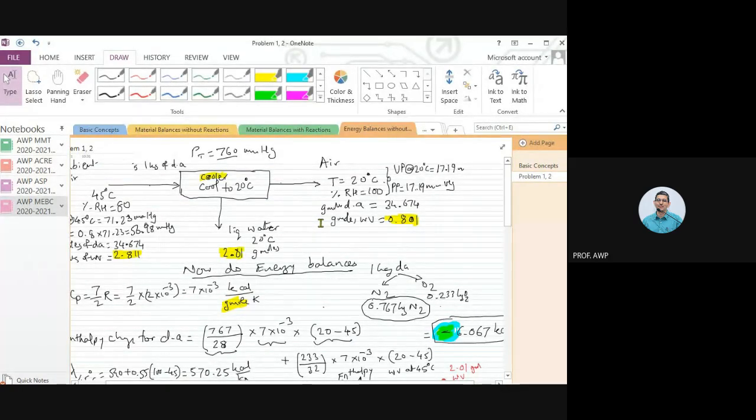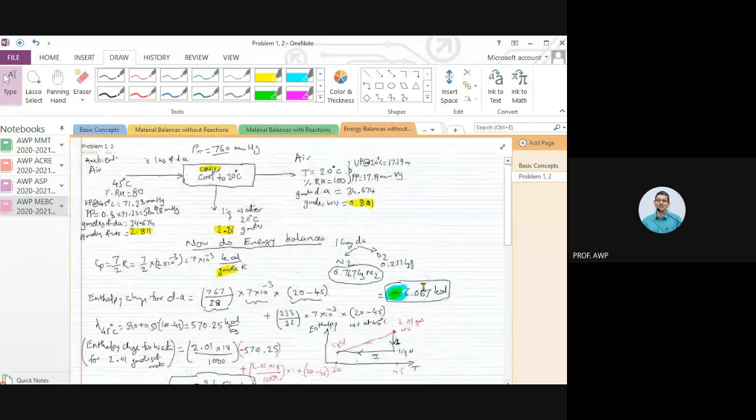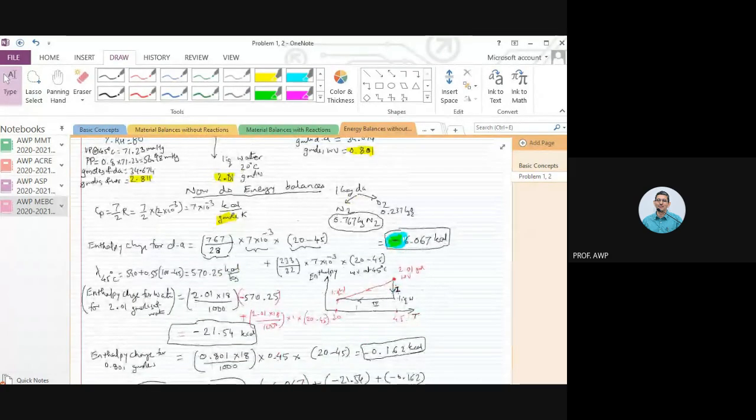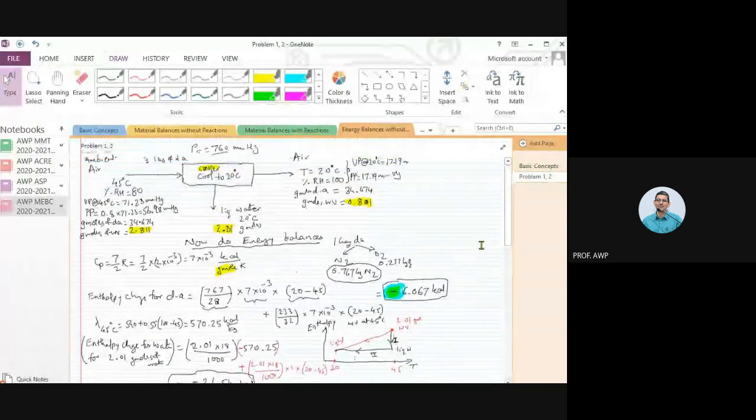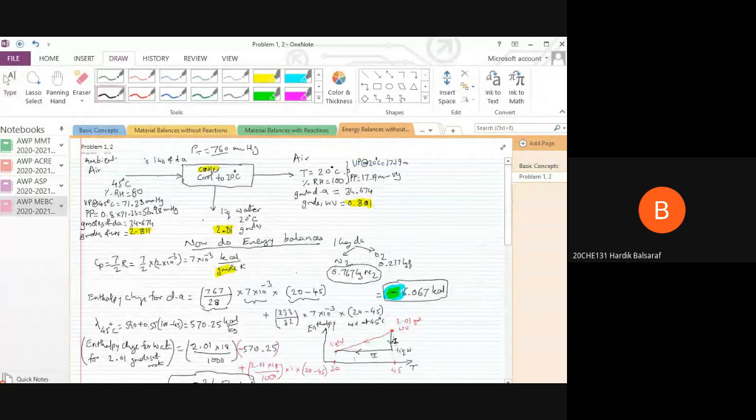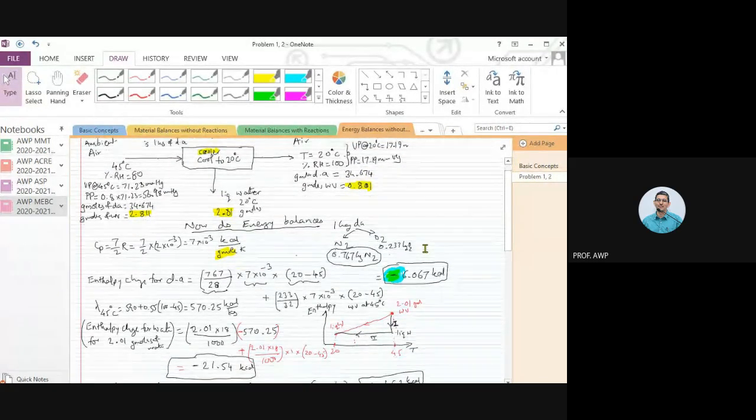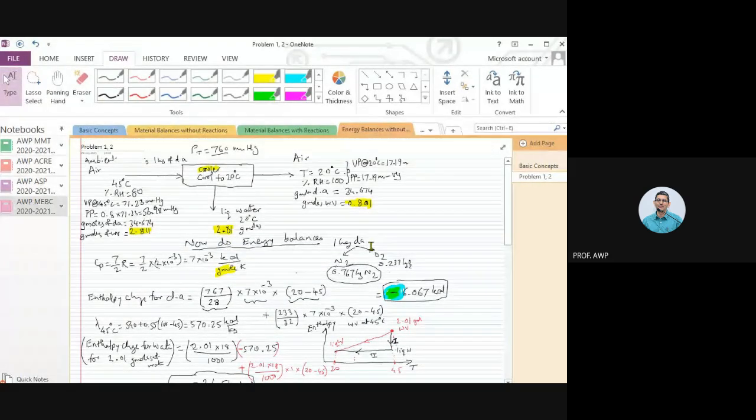Now, I will perhaps tell you a different way of solving. Okay. No doubt. Okay. Right. So look at this process. We will try to do this problem once again. We will do the whole problem.